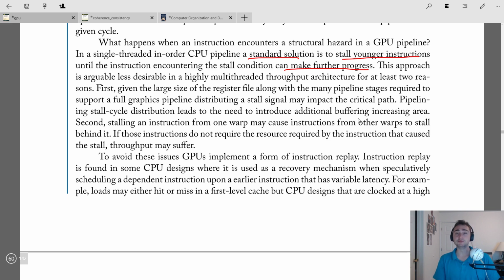And so this stall cycle distribution leads to the need to have additional buffering, right? We don't know when a stall is necessarily going to happen, it'll just happen, but we need to make sure that we're not losing anything during that time, so we have to add a little bit of buffer space as well, right?